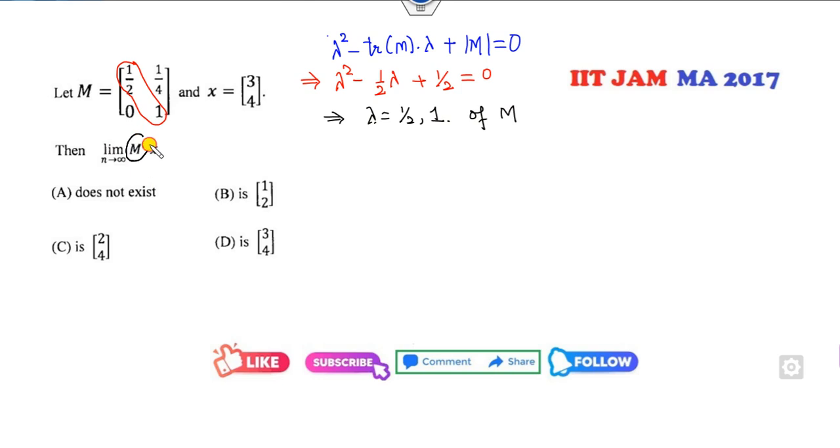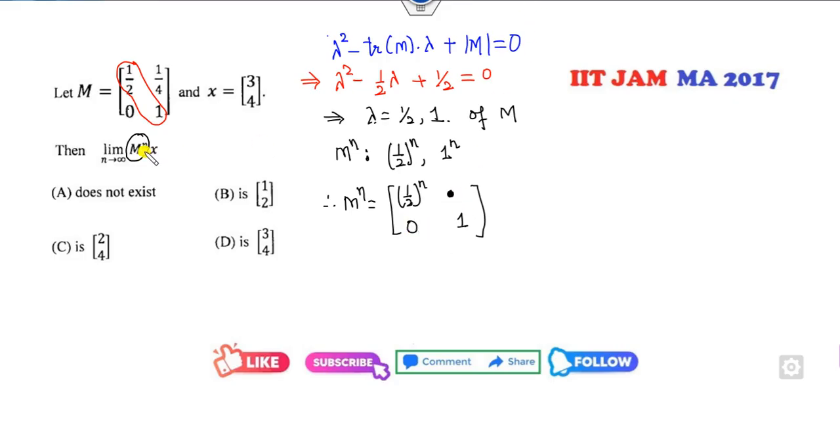I need M raised to power n. So what are the eigenvalues of this? Half raised to power n and 1 raised to power n. So therefore what is this matrix? This value will be half raised to power n, 1 raised to power n is here. Lower value is 0 and I need to compute this value.